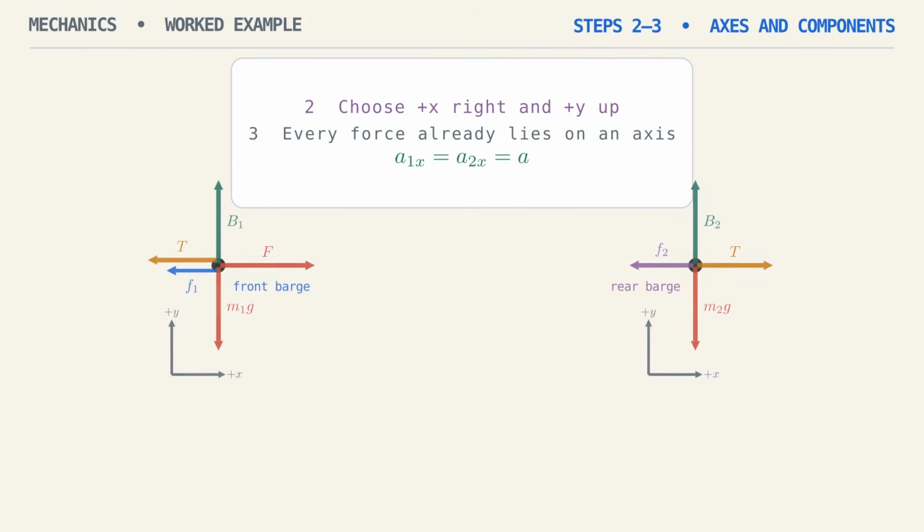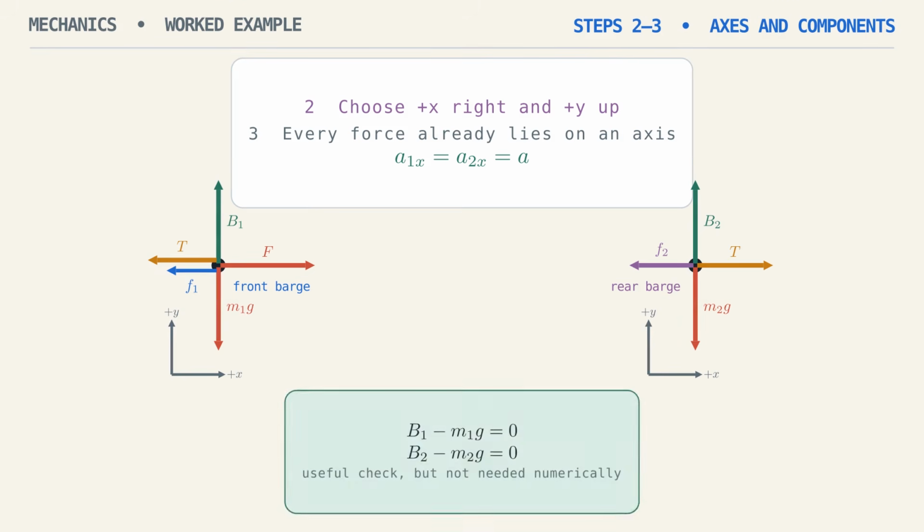Choose positive X to the right and positive Y upward for both barges. Every force already lies on one of these axes, so step 3 requires no trigonometric decomposition. The connecting cable keeps both barges at the same horizontal acceleration. Vertically, each buoyant force balances the corresponding weight. Those equations are a useful check of the complete diagrams, but none of the requested quantities depends on them, so the remaining algebra will use only the horizontal equations.